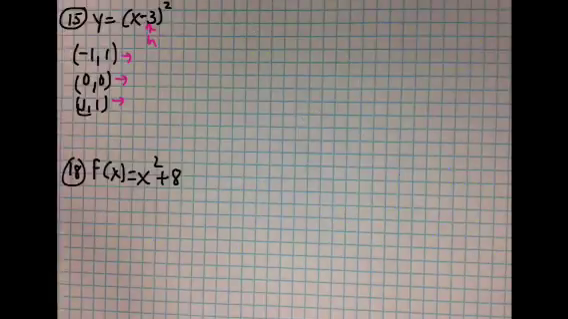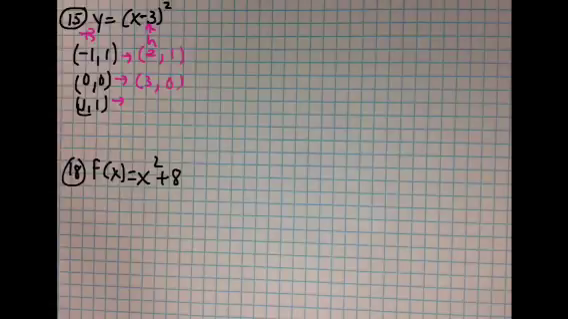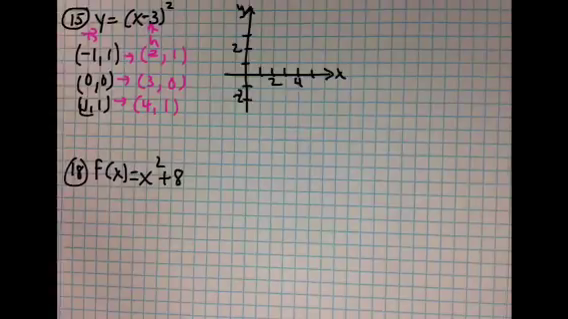Okay, so for 15, h is 3, so that means that we're going to add 3 to all our x's. Y is not going to change. So 3 minus 1 is 2. 3 plus 0 is 3, and 3 plus 1 is 4. Notice the y did not change. So now we're going to graph. So we plot 2, 1, 3, 0, 4, 1, and connect.